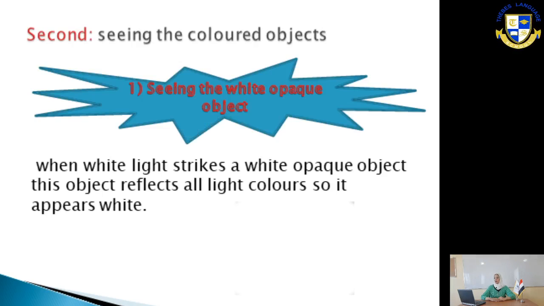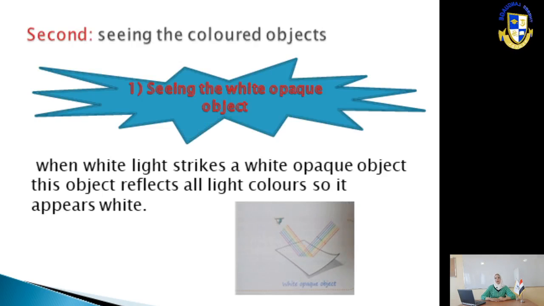Slide 4. Opaque colored objects. First, white colored objects, or white opaque colored objects. The white opaque colored object reflects all the colors of light, so we see them in white color.